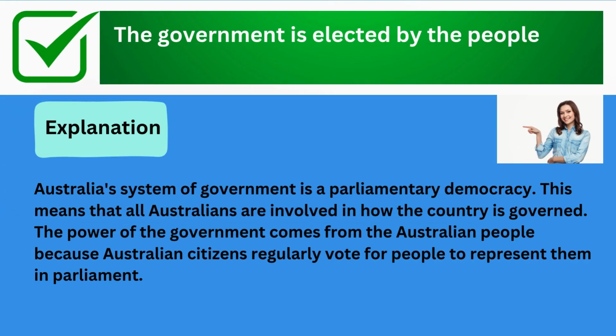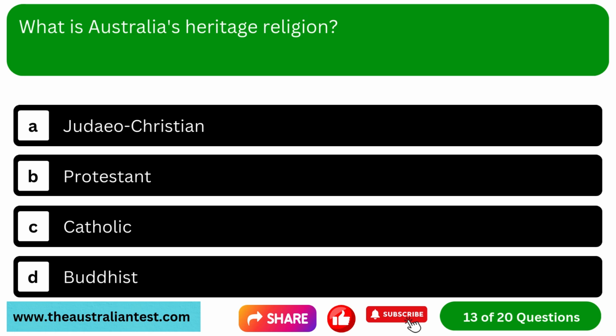The correct answer is the government is elected by the people. Explanation: Australia's system of government is a parliamentary democracy. This means that all Australians are involved in how the country is governed. The power of the government comes from the Australian people because Australian citizens regularly vote for people to represent them in Parliament.